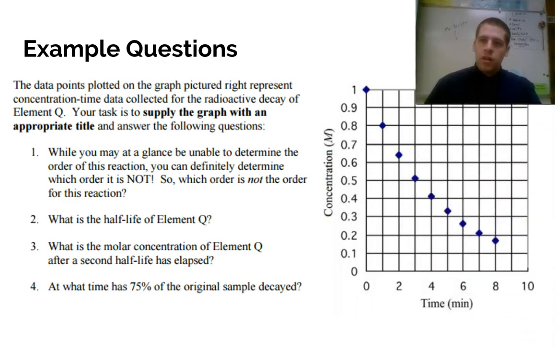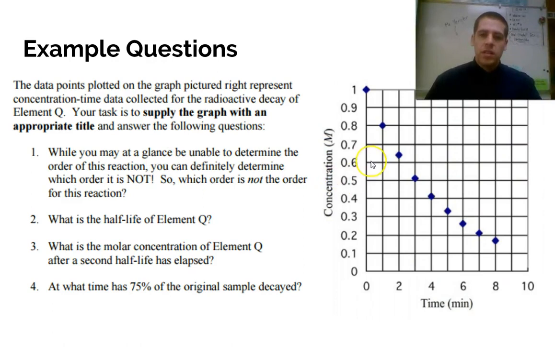Looking at this graph, let's figure out what the half-life is of our sample. This is the radioactive decay of element Q. By looking at this, we know it's not zero order, right? Because the concentration versus time should give us a straight line if it's zero order. But we can figure out what our half-life is just from looking at the graph.